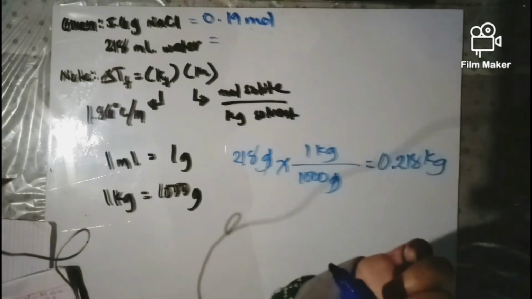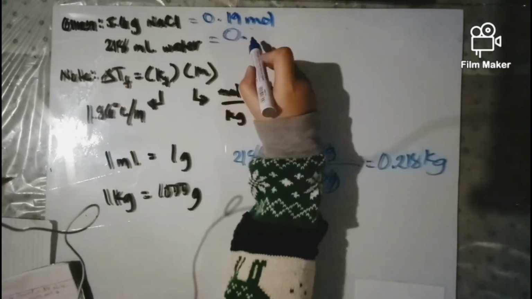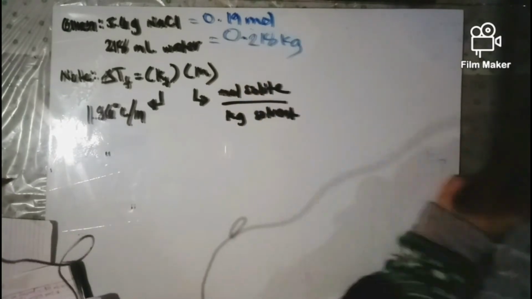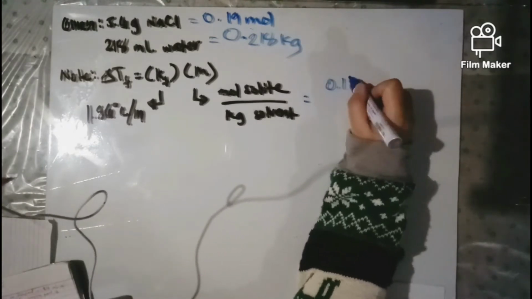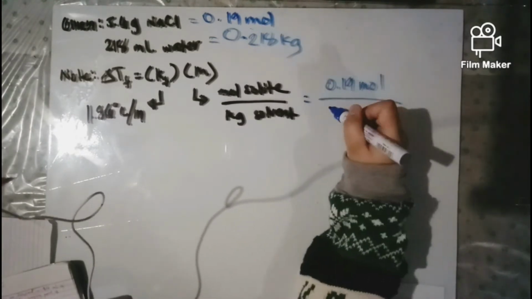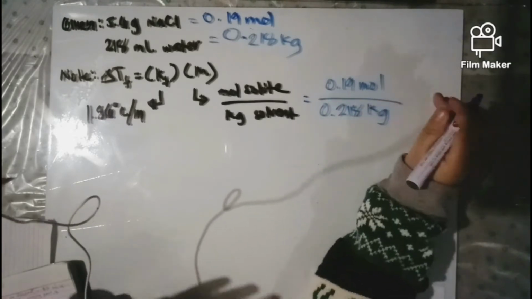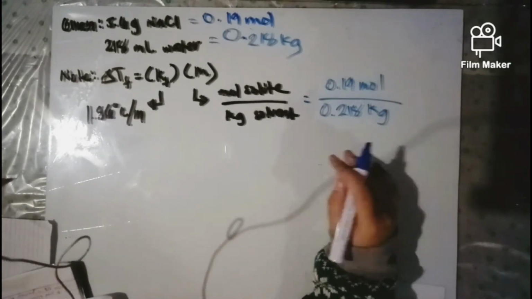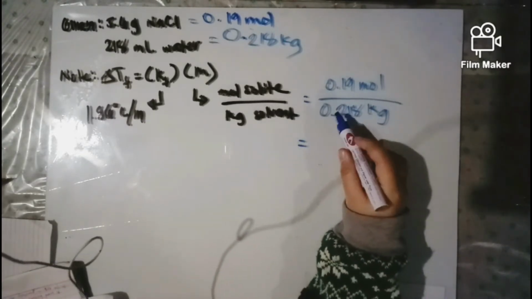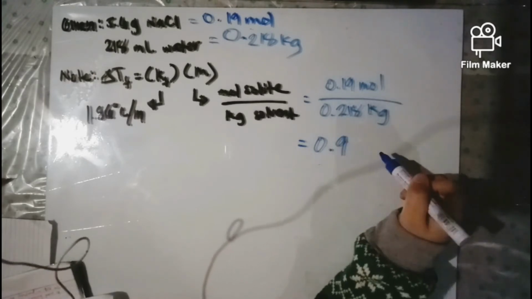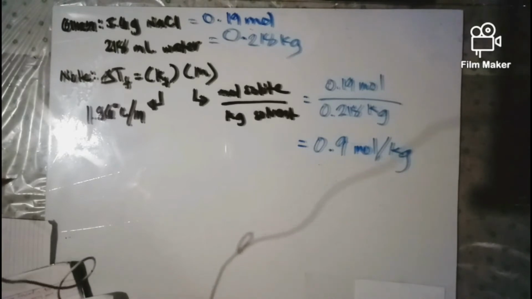Now we have already found the kilograms of solvent. Let's find the molality. The moles of solute is 0.19 mole divided by the kilograms of solvent. That means 0.19 mole divided by 0.218 kilogram. This is equal to 0.9 mole per kilogram. Now we have already found the molality.